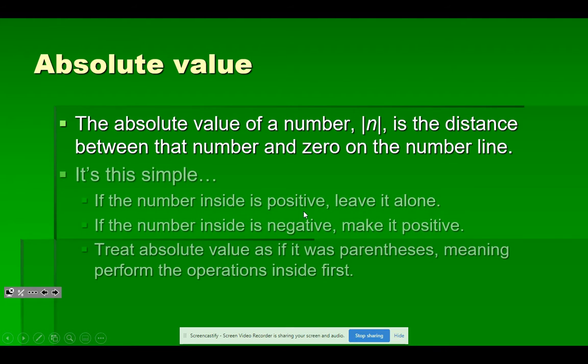Breaking it down more simply, it's as simple as this. If the number inside the absolute value bars is positive, leave it alone. If the number inside is negative, make it positive. And anytime you're working with absolute value, you want to treat the absolute value as if it was a set of parentheses, meaning you want to perform any operations inside your absolute value first before applying the absolute value function.